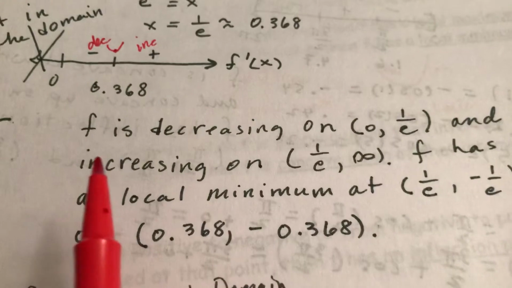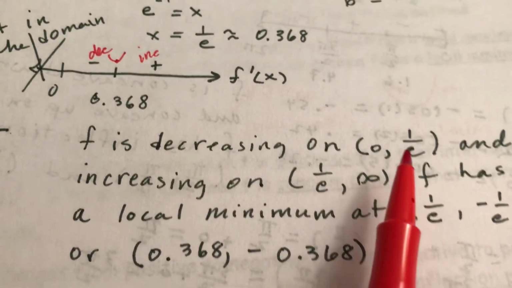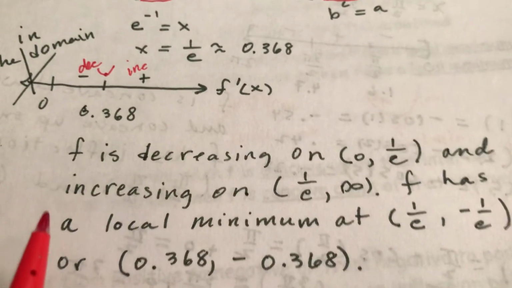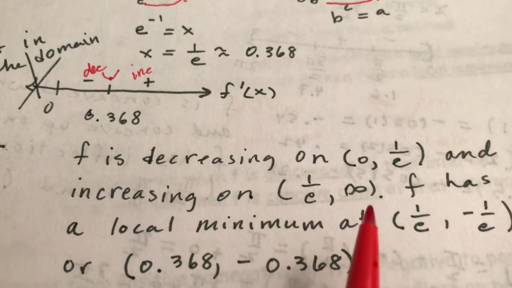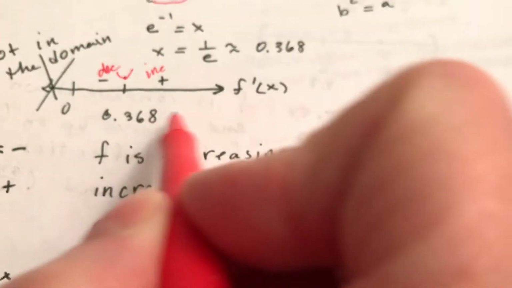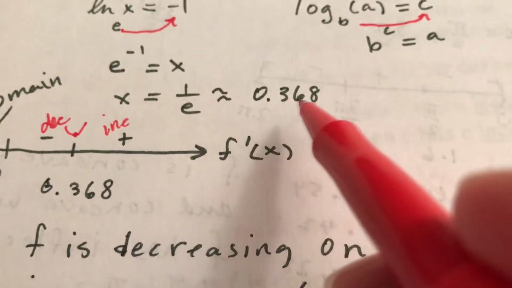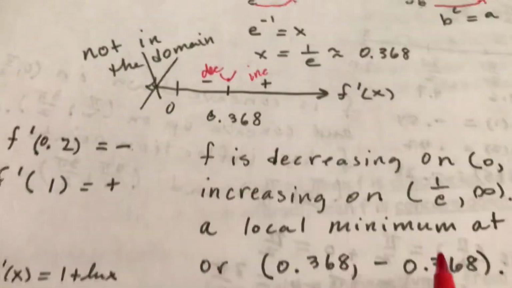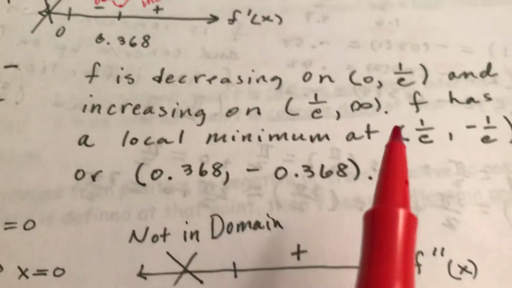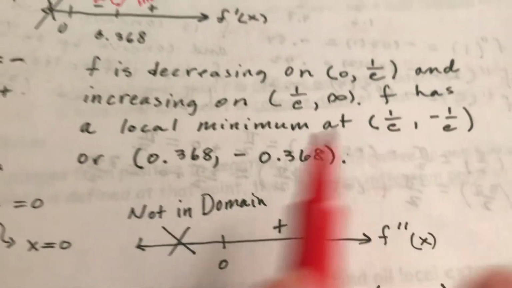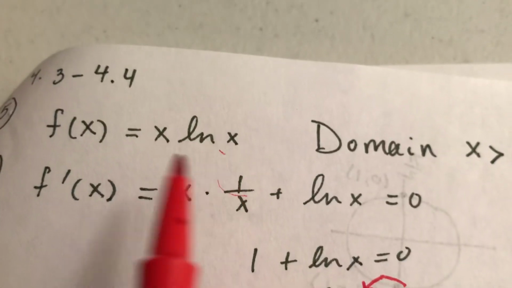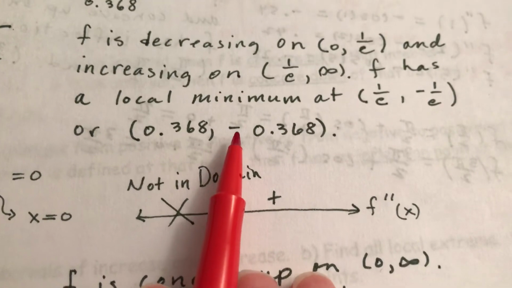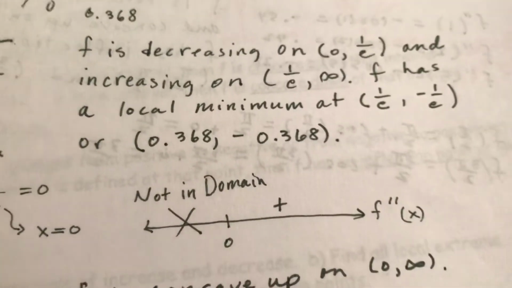So I'm going to write f is decreasing on 0 to 1 over e, or you could put the 0.368. I thought it looked nice like that. And increasing on this interval from 1 over e to infinity, because this is 1 over e, if you remember. And there's a local minimum, remember that goes decreasing to increasing, local minimum at 1 over e comma negative 1 over e. I put that 1 over e in here, and that's what I got, which is just 0.368 comma negative 0.368, and you can just do the decimal.